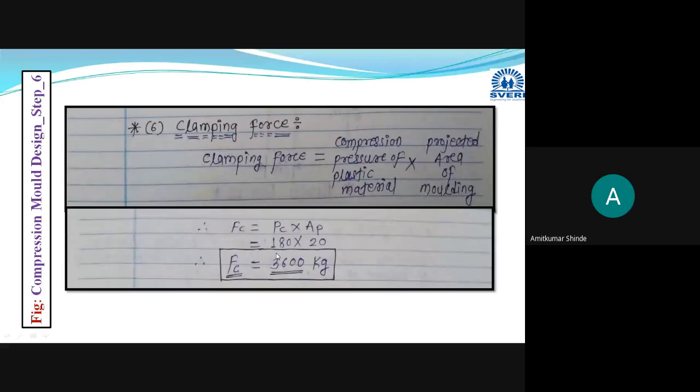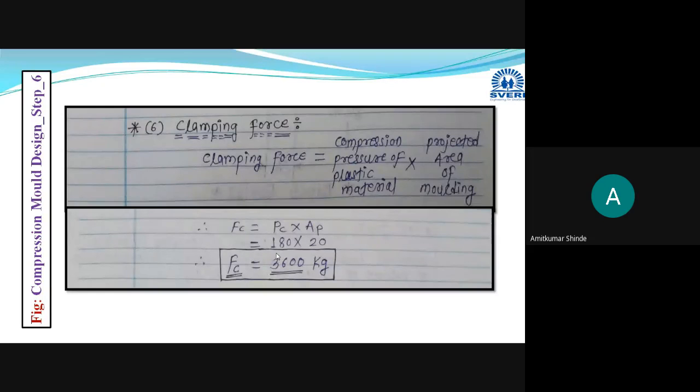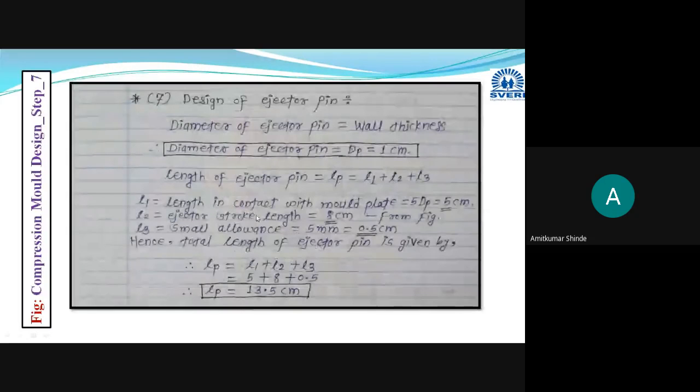I have mentioned the range there also. For phenolic material, you have to assume it just below 200, and for urea formaldehyde material you can assume it in the range 79 to 105. Then by considering that given value 180, and the projected area we have calculated, this is our final value of the clamping force. Then after this, we have to design the ejector pin.